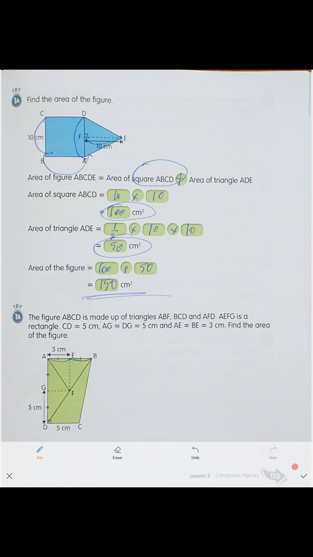AE and BE are equal, and they equal 3 centimeters. Same thing here, because this thing is equal to this thing is equal to this thing, right? These little signs here, they also tell you that these two things are equal, right? This AG is equal to GD, and both are equal to 5 centimeters, right?